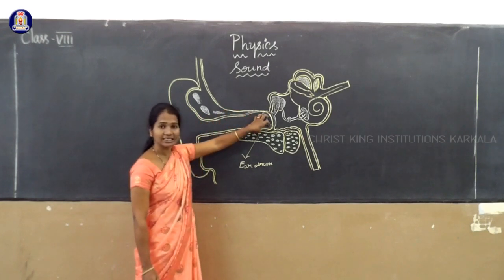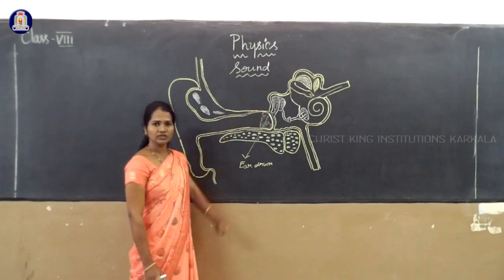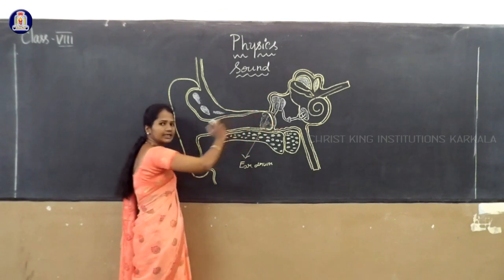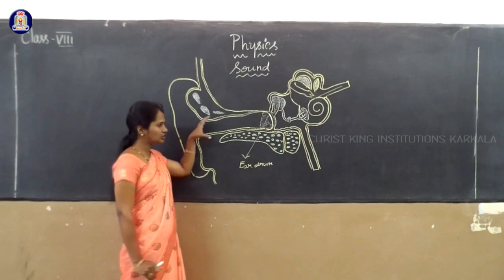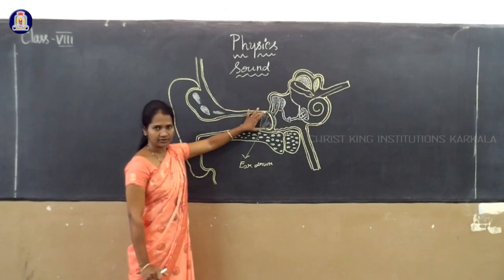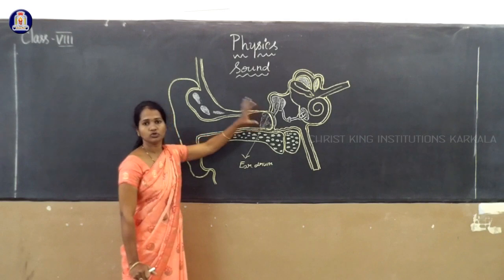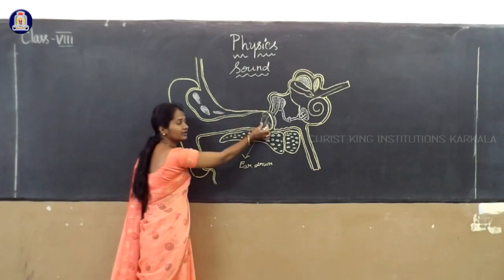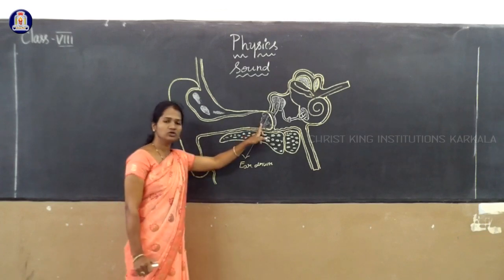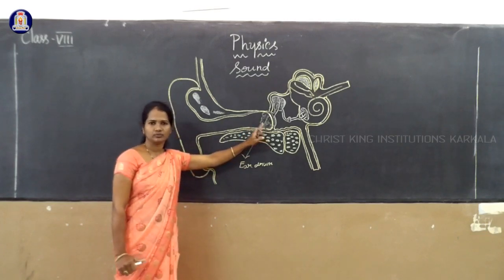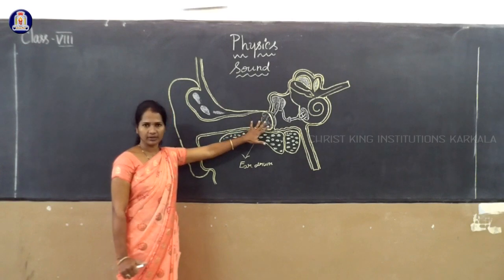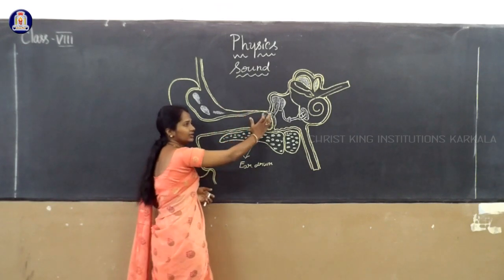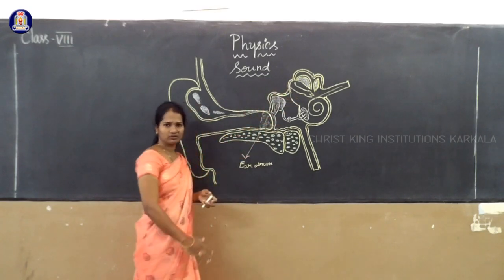When the vibrations reach this eardrum, they make the eardrum move forward as well as backward. That is nothing but the eardrum vibrating. These vibrations from the eardrum go to the inner part of the ear.